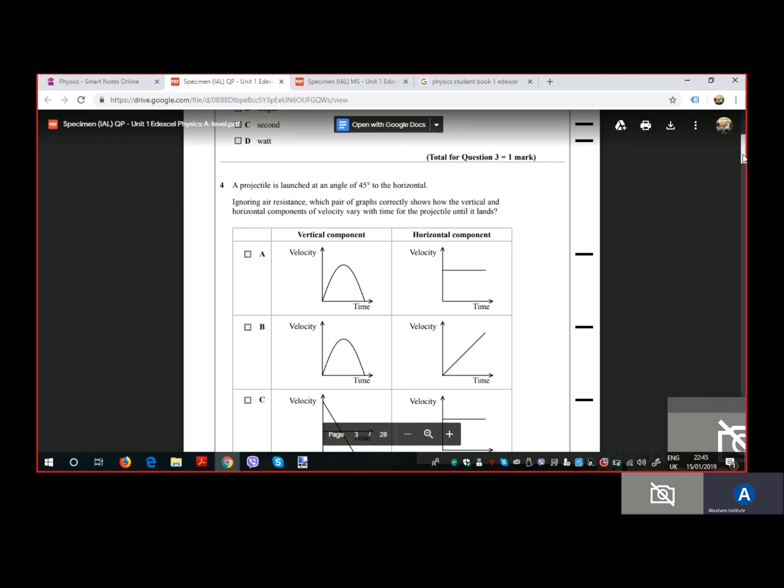This is actually related to projectile motion. Do you remember projectile motion? In projectile motion, the horizontal component of velocity is constant. That means we are ignoring air resistance. Yes, no air resistance.